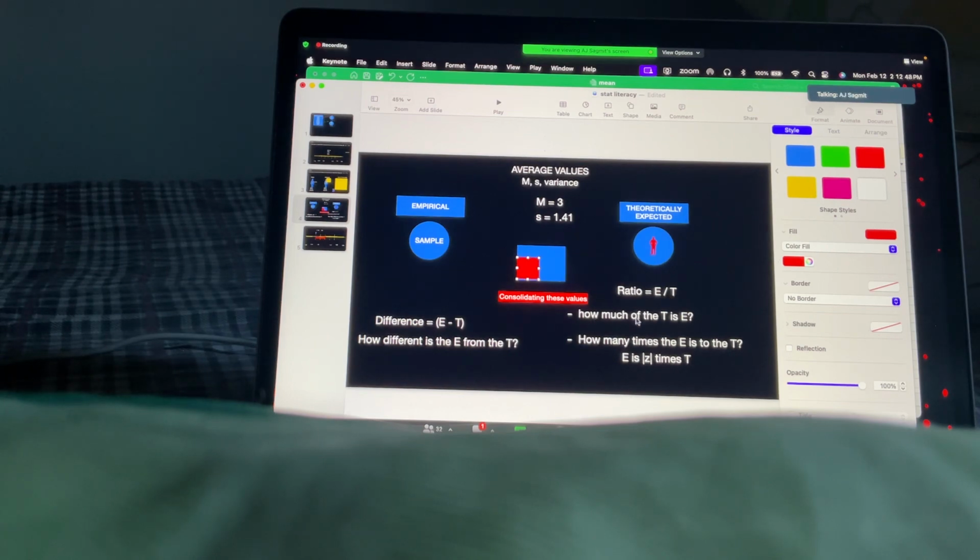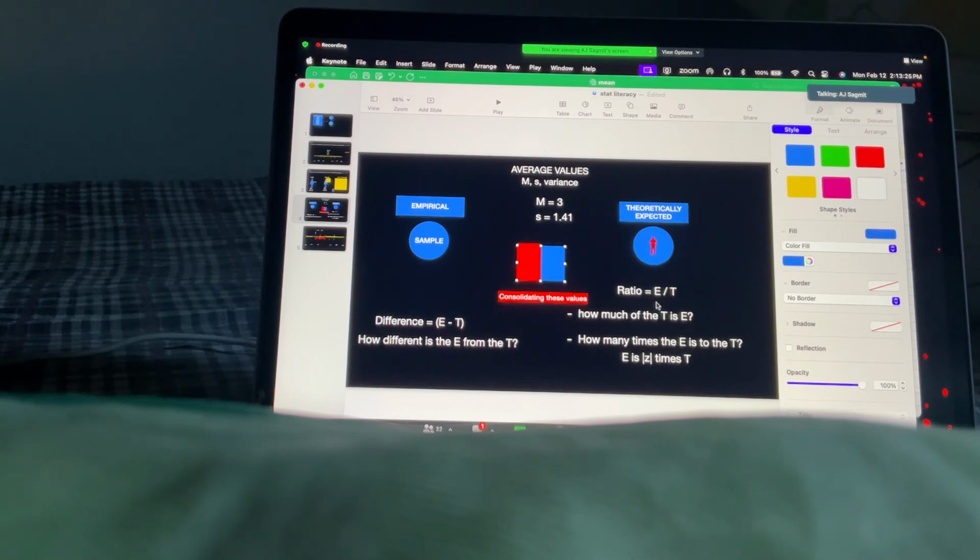Okay, so that is one way of looking at the ratio. On the other hand, you could also say how many times the E is to the theoretical. In other words, how many times is this compared to this? So you'll say, kung kalahati lang yan, okay, so ganito. Let's say half lang siya. So your value here is 0.5. So you're saying half of the theoretical is empirical, or the empirical is 0.5 the theoretical.